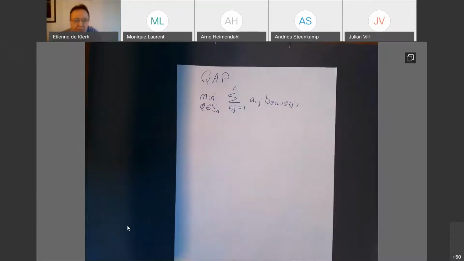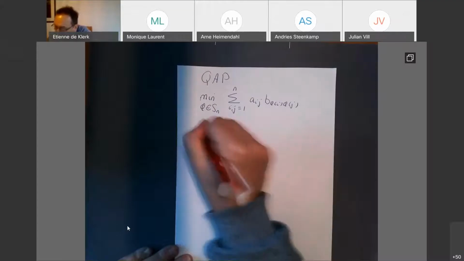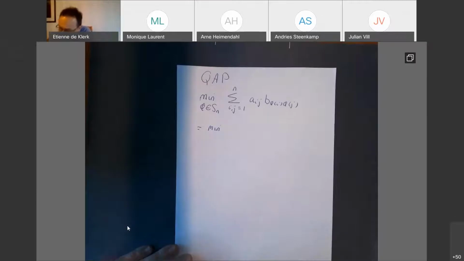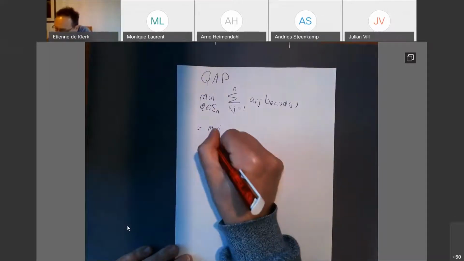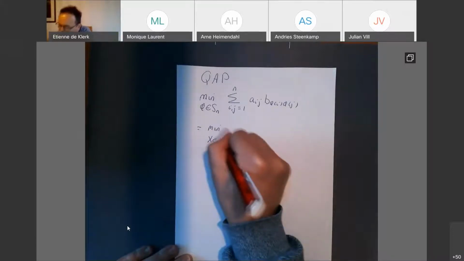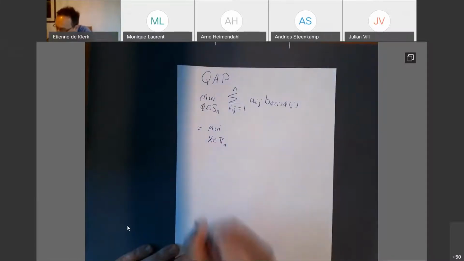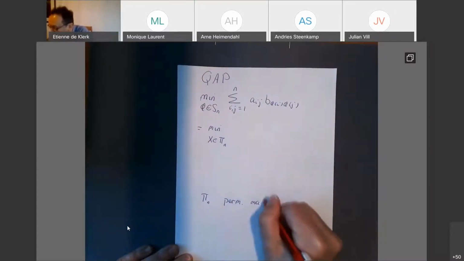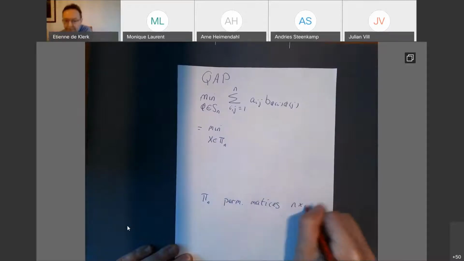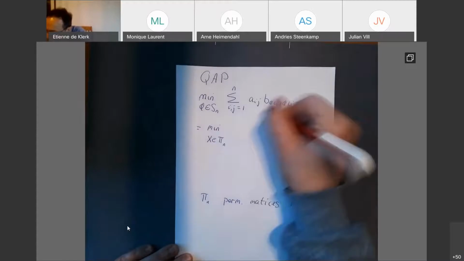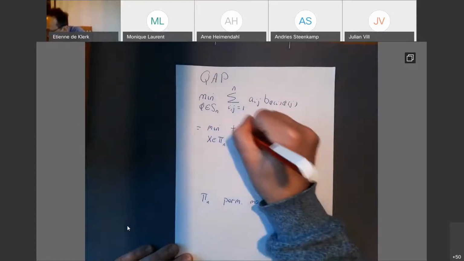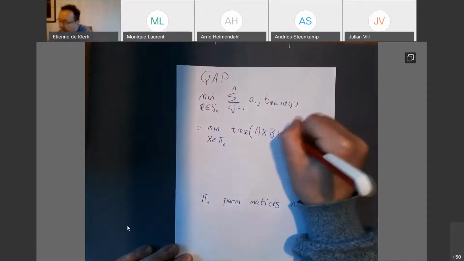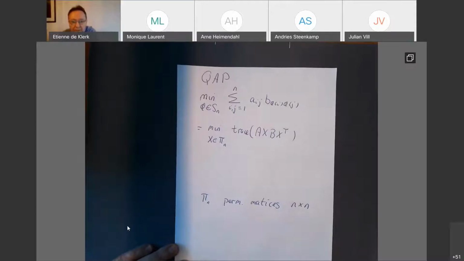we can also rewrite it in terms of permutation matrices. Of course, we can associate the elements of a symmetric group with permutation matrices. So I can say we take the minimum over the set of permutation matrices of order n, which I denote by pi n. So pi n are the permutation matrices of size n by n, and then we can rewrite this as the trace of the matrix A times X B X transposed. It's a simple exercise to see that this is exactly the same.